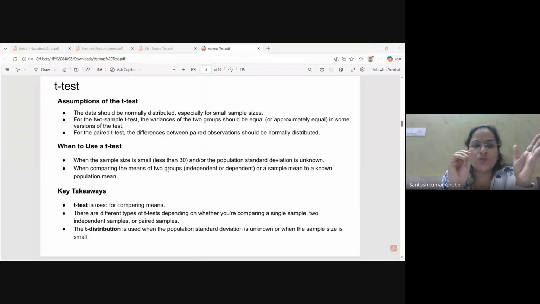Good. So for the sample 2 t-test, the variance of the two groups should be equal in some versions of the test. And for the paired t-test, the differences between the paired observations should be normally distributed. So when to use the t-test? When the sample size is small, that is less than 30. Sample size तेव्हा less than 30 आहे, small आहे, तेव्हाच आपल्याला t-test वापरायची आहे. I hope this is clear with all of you about the t-test. Correct? So move to the next test.